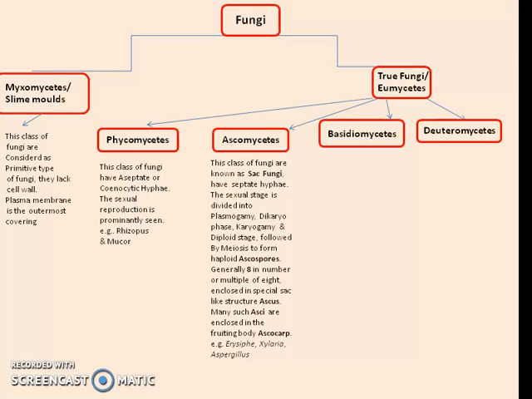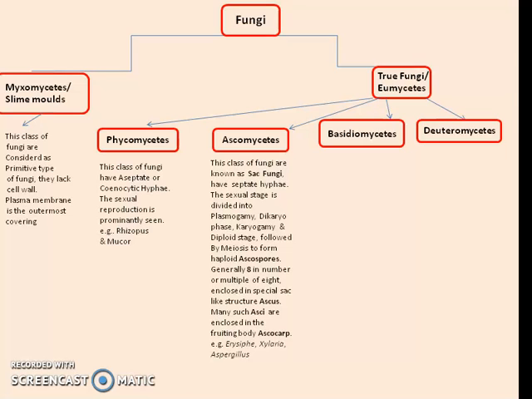Ascospores are enclosed within a special sac-like structure, what we call ascus. And because of this ascus, this type of fungi are called sac fungi. The ascus appears like a bag or a sack. That is why it is called ascus, and the ascomycetes are referred to as sac fungi.